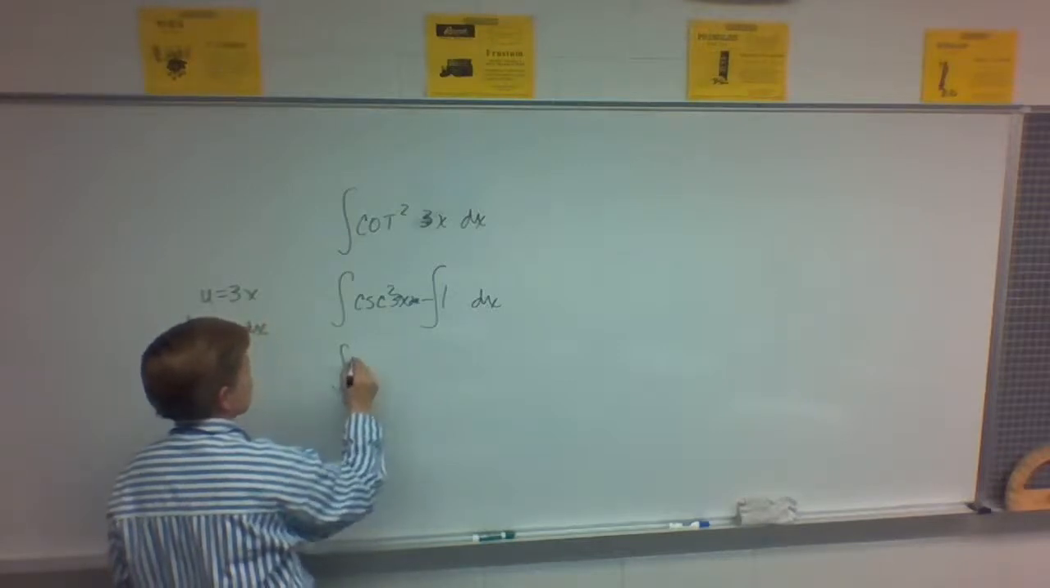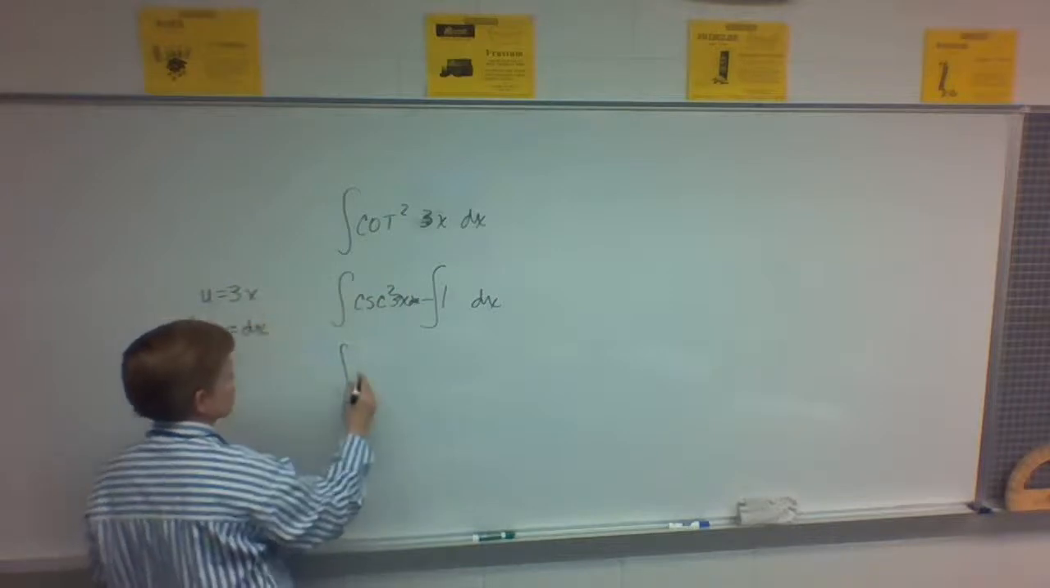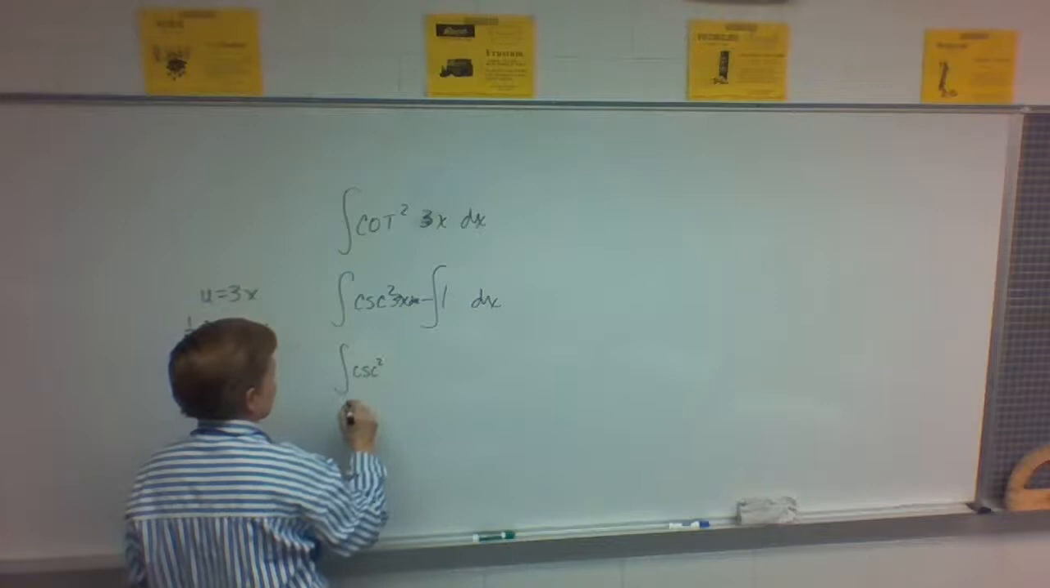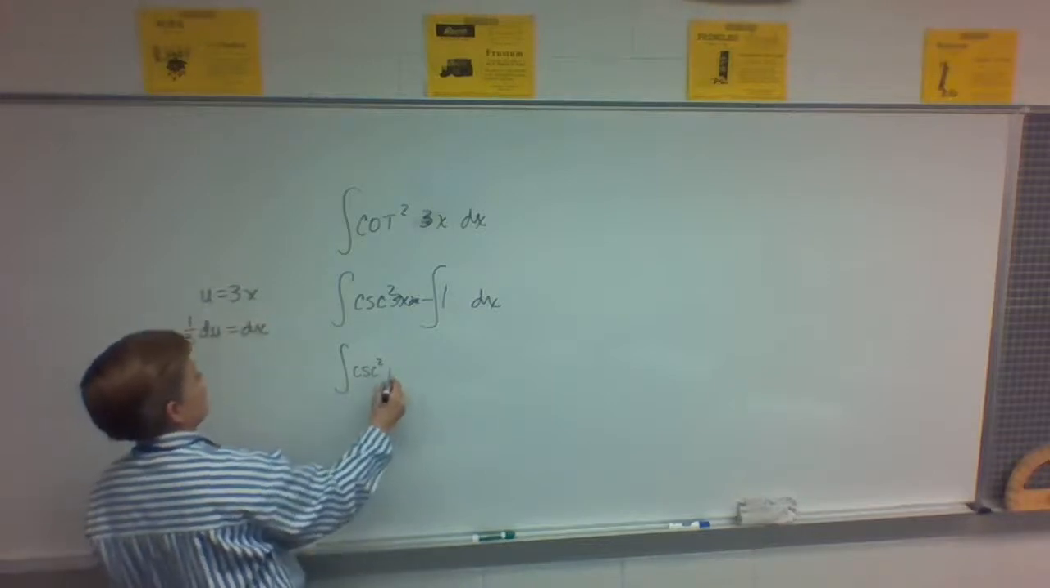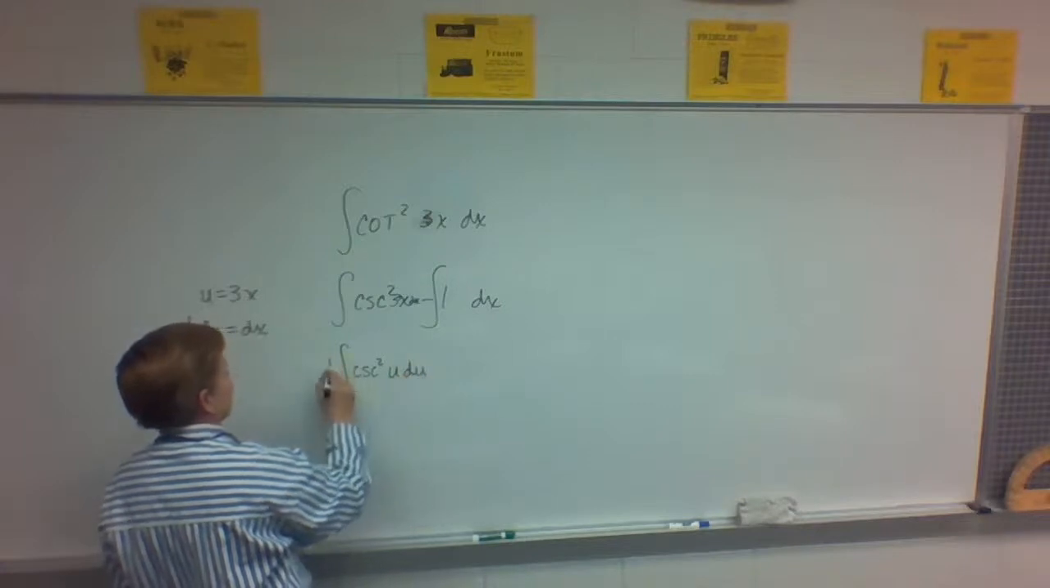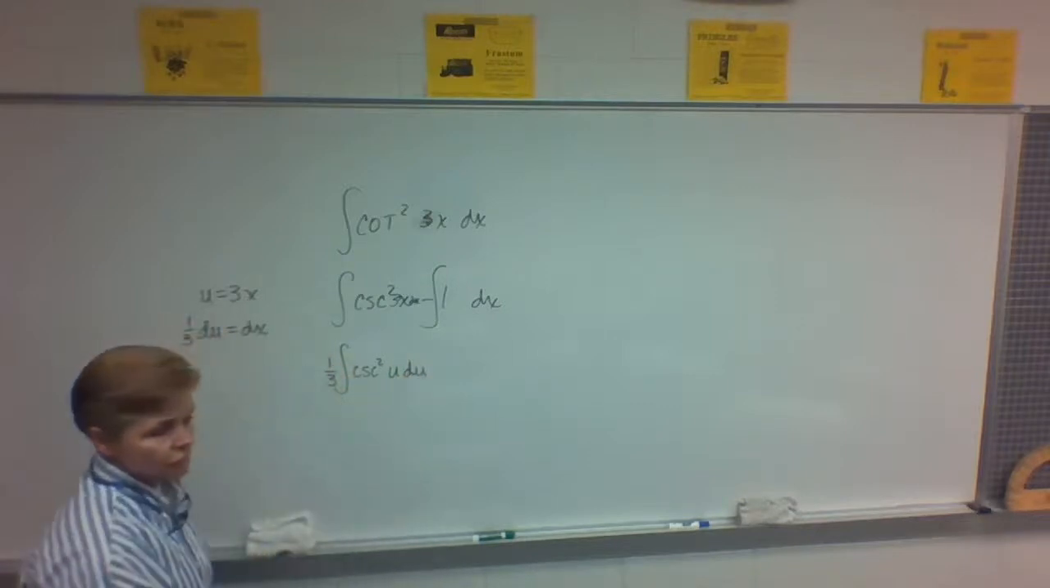Wait, what? Say that again. I'm rewriting this integral with this u substitution: the integral of cosecant squared of u, with 1/3 in front of the whole thing. You okay with that?